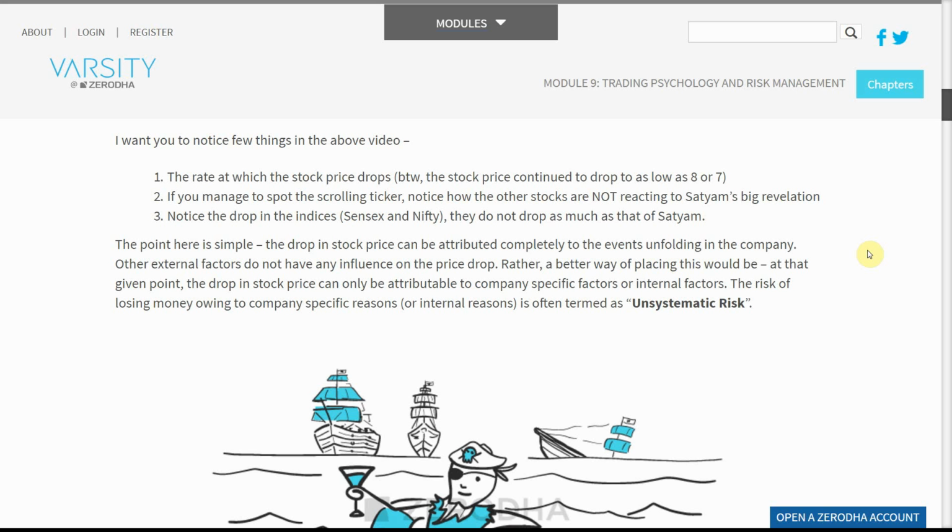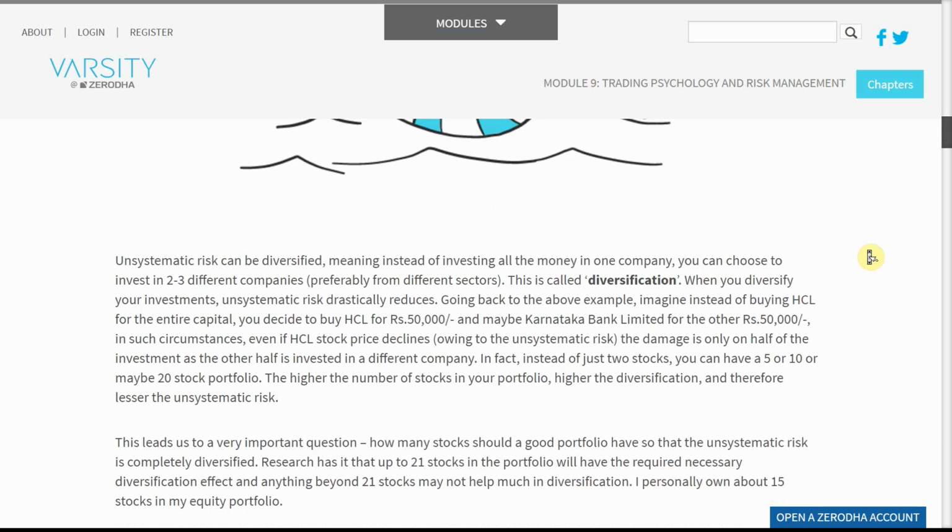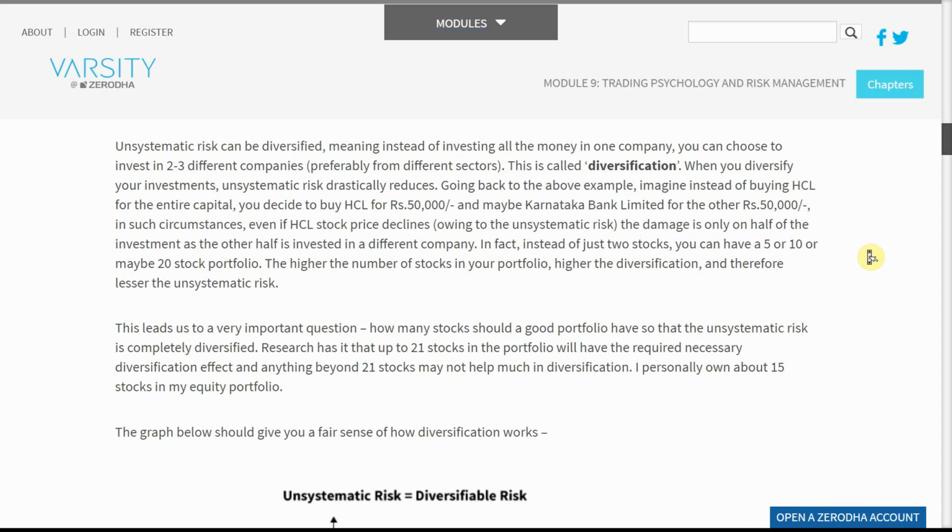The risk of losing money owing to company-specific reasons or internal reasons is often termed as unsystematic risk. Unsystematic risk can be diversified, meaning instead of investing all the money in one company, you can choose to invest in 2 to 3 different companies, preferably from different sectors. This is called diversification. When you diversify your investments, unsystematic risk drastically reduces.